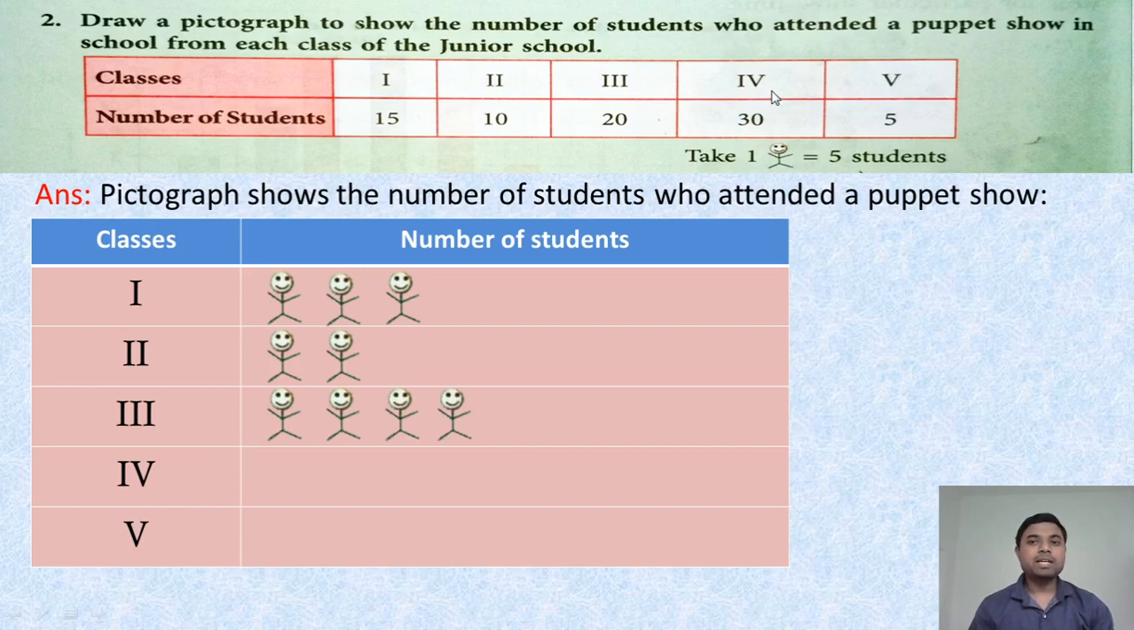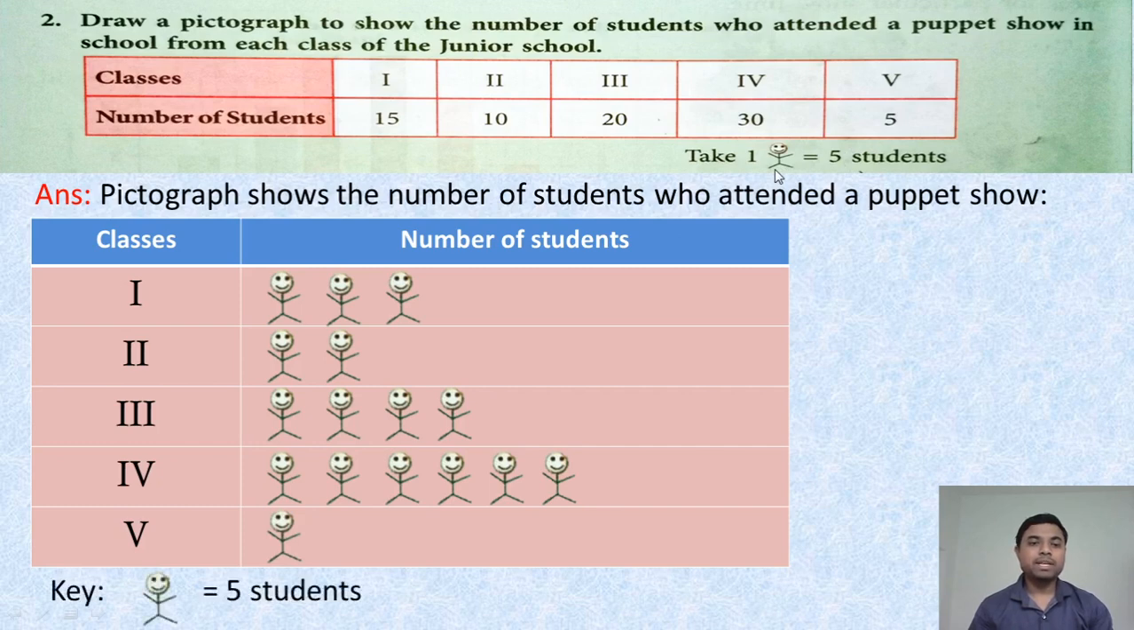Okay, so similarly class 4, 30. So obviously here will be 6 symbols. So 1 symbol 5 students, 6 symbols 30 students, or 30 divided by 5 is equal to 6. So we will draw 6 symbols. Okay, draw these 6 symbols by your pencil. Now class 5, you know 5 students, that means one symbol. So draw this one symbol. Now write the key. This symbol is equal to 5 students. Okay, these 3 parts all you have to write here: title, then pictograph, then key.